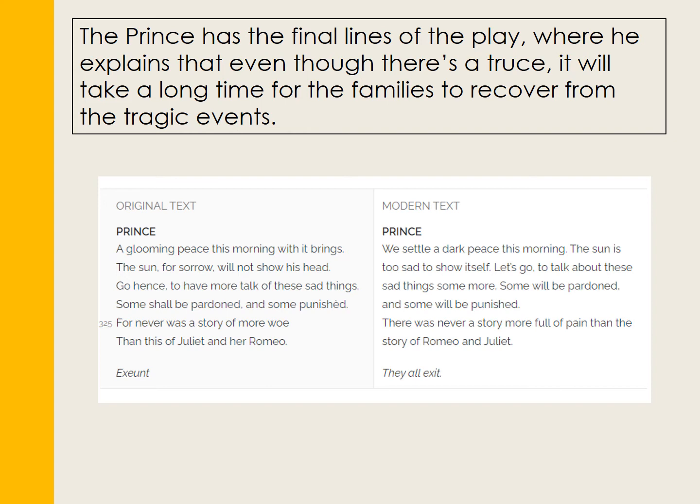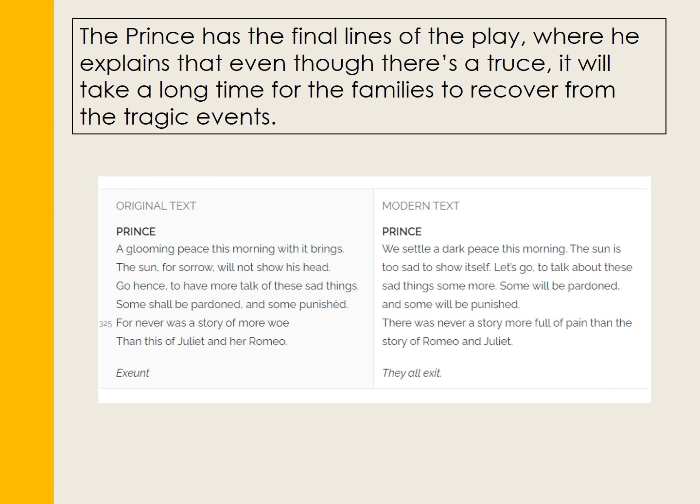"A glooming peace this morning with it brings, the sun for sorrow will not show his head. Go hence to have more talk of these sad things, for some shall be pardoned and some punished. For never was a story of more woe than this of Juliet and her Romeo." And at the end, every character exits the stage.